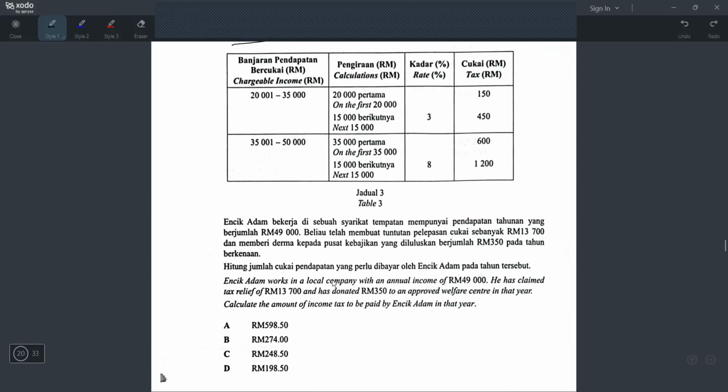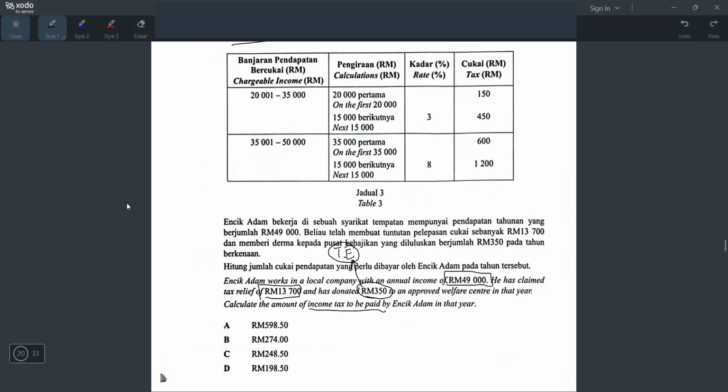So Encik Adam works in a local company with an annual income of 49,000. So the annual income for 1 year, it means income for 1 year. He has claimed tax relief of 13,700 and donated 350. Okay, whenever you do income tax, they will always mention donation. So you have to know donation is actually a type of tax exemption, right? So this 350 is tax exemption. To an approved welfare center in the year, calculate amount of income tax to be paid by Encik Adam. Okay, hitung cukai yang perlu dibayar.